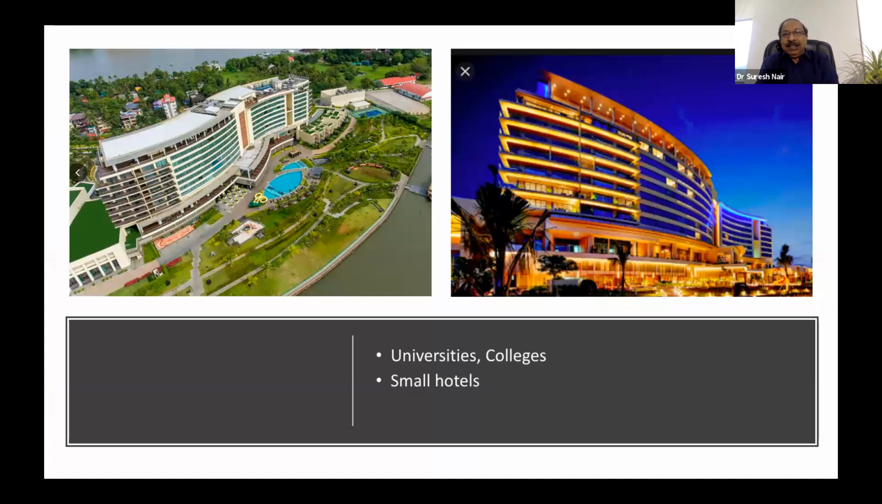This is the Grand Hyatt Hotel. You can see that it was just coming up, and fortunately it was completed when we had to hold TenCon 2019. I wanted to emphasize this: normally, conference organizers look at auditoriums associated with universities and colleges, or small hotels, because then the expenses will be very limited. So it is within our reach.